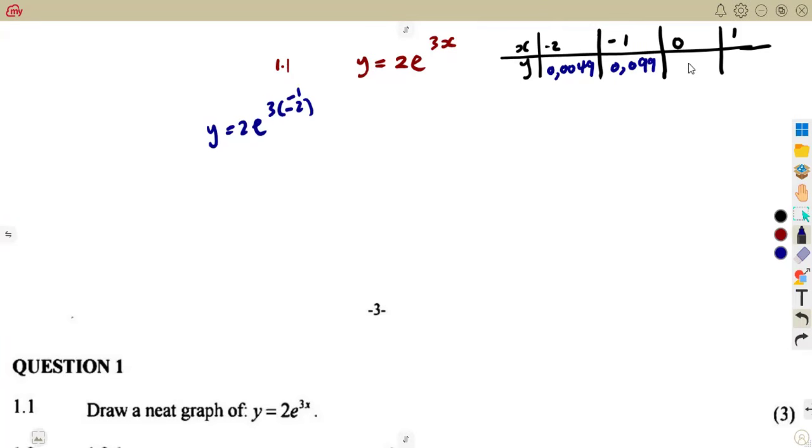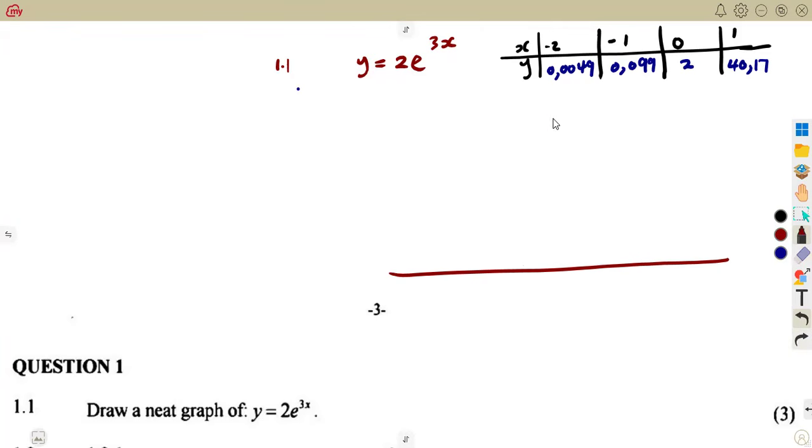When x is -1, if you substitute -1 there, it gives you something like 0.099. When x is 0, this one gives us a 2. When x is 1, you're going to get 40.17. So just looking into these values, we can see it's like this. Understanding your Cartesian plane is also important. If you just have a table like this, at least it can show you how the values are being taken. Let's say we've got -1, -2, this is 1, 2, and so on.